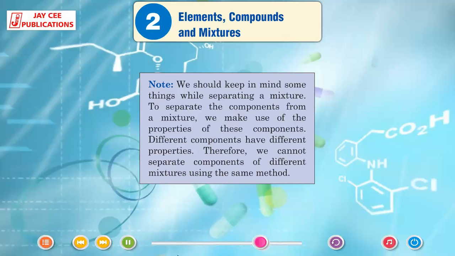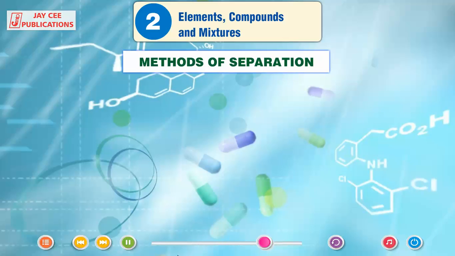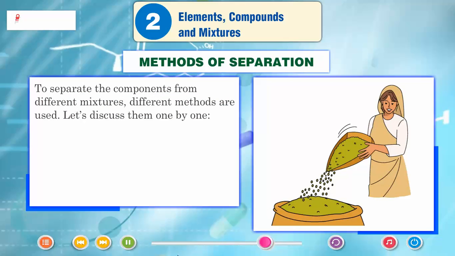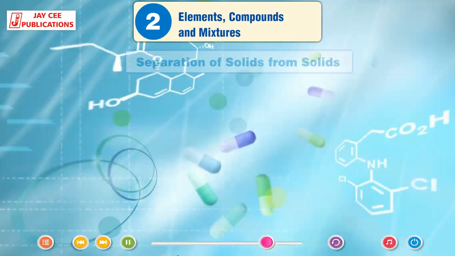To separate the components from a mixture, we make use of the properties of these components. Different components have different properties. Therefore, we cannot separate components of different mixtures using the same method. Methods of separation: to separate the components from different mixtures, different methods are used. Let's discuss them one by one.